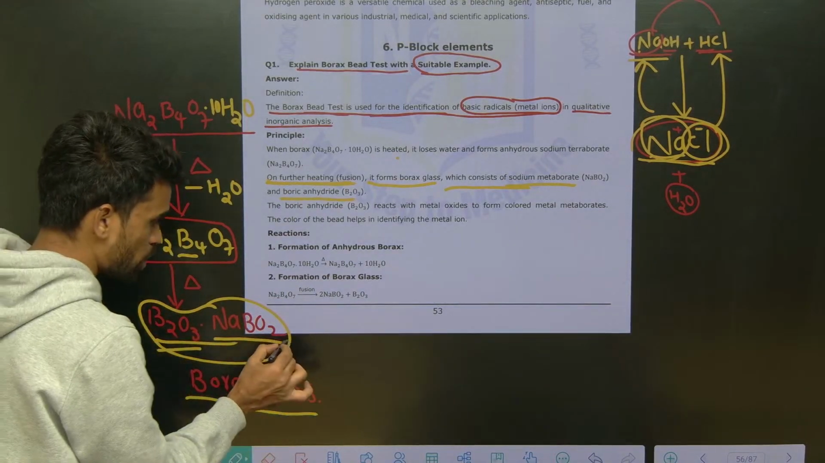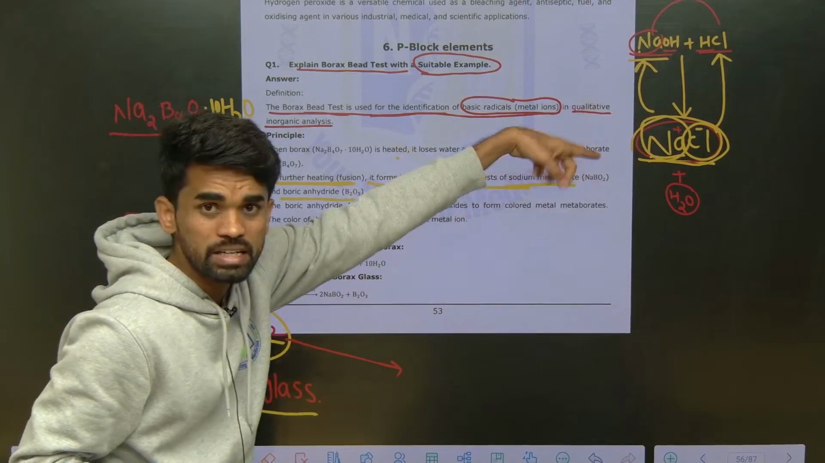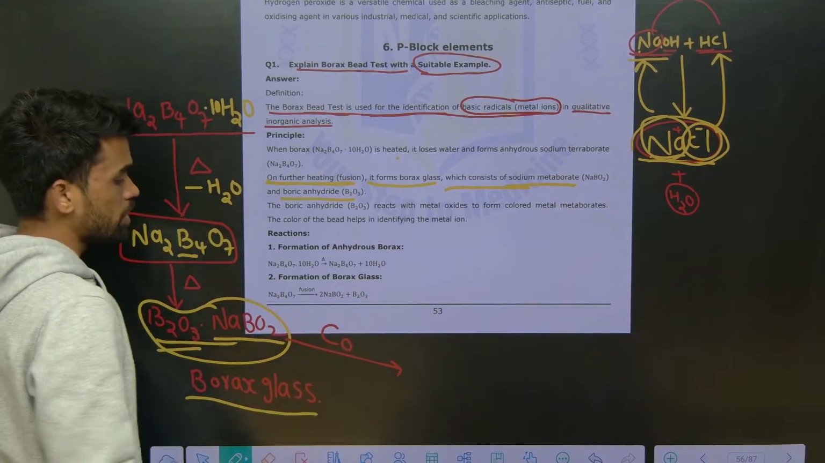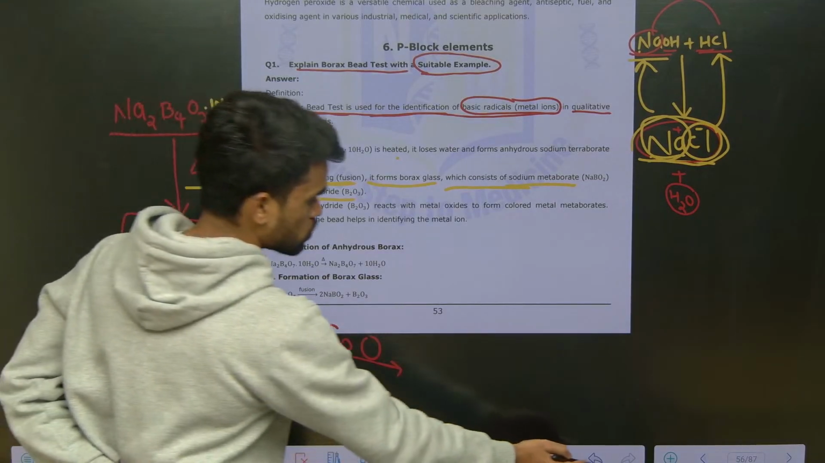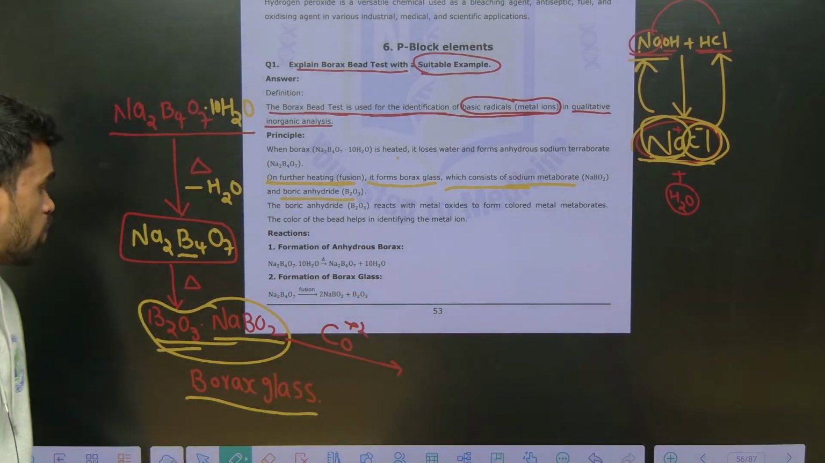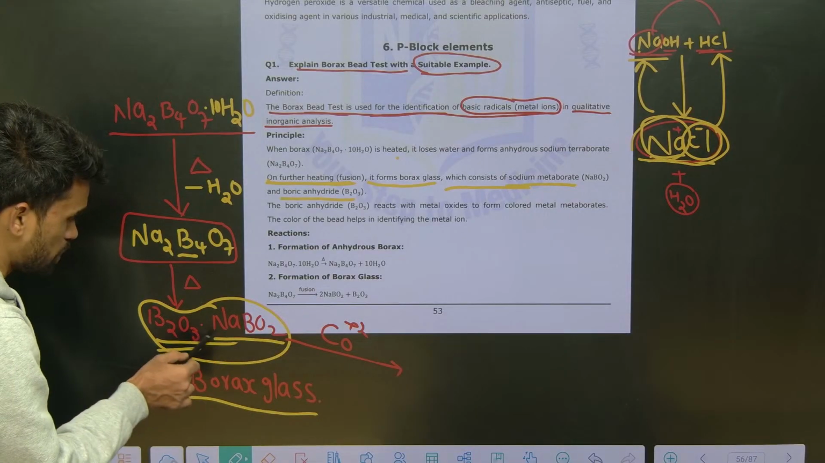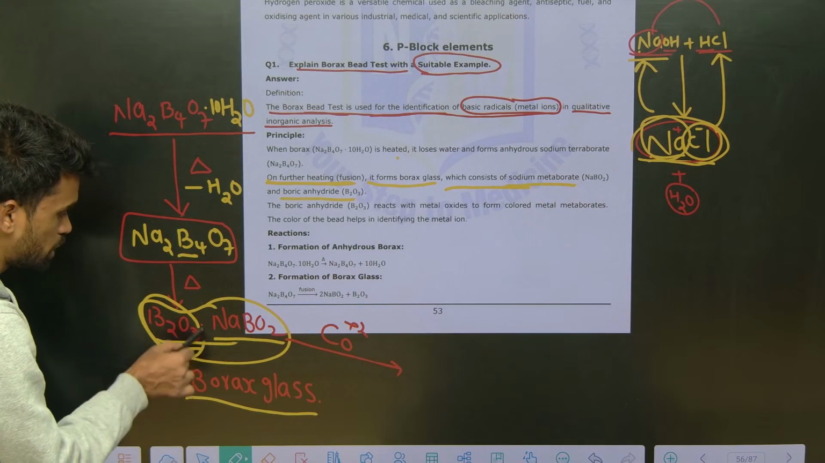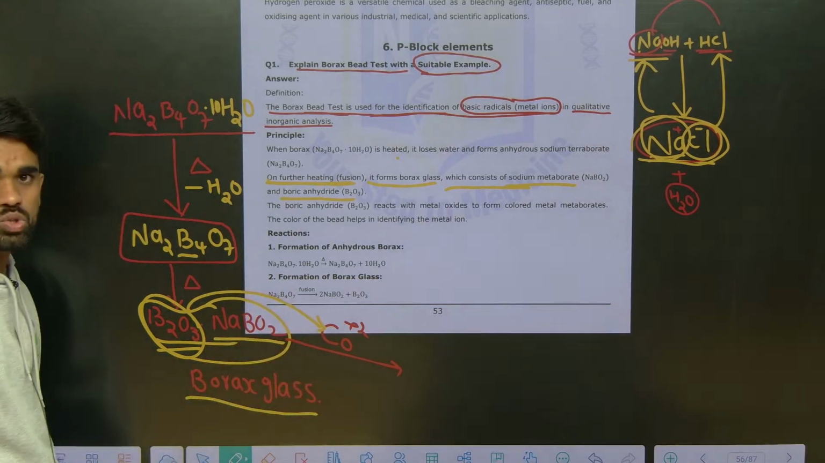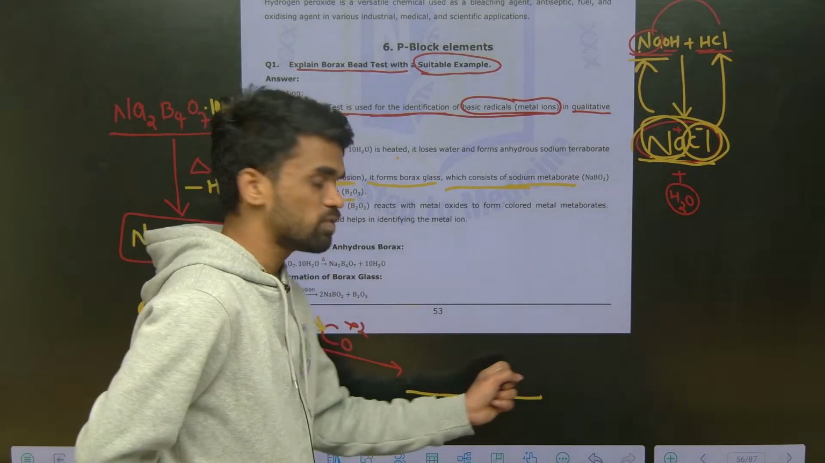Now to this borax glass, we add our salt. For example, the given salt contains cobalt, something like cobalt oxides, some salt with a +2 oxidation state. Now what happens? The glassy substance contains boric anhydride, B2O3. This B2O3 will react with the cobalt +2 ion and form a colored bead. A colored product will be formed.